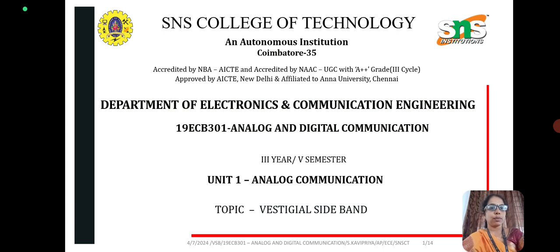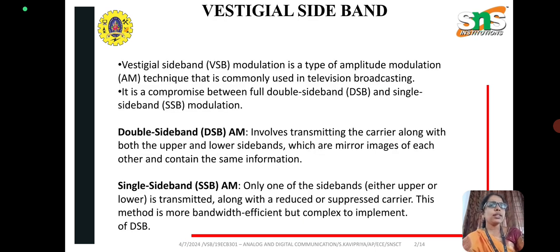I am going to discuss the topic Vestigial Sideband. So what is this vestigial sideband? VSB, vestigial sideband modulation, is a type of amplitude modulation technique. It is commonly used in television broadcasting. It is a compromise between a full double sideband and single sideband modulation.